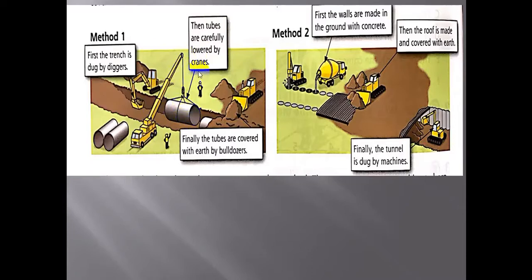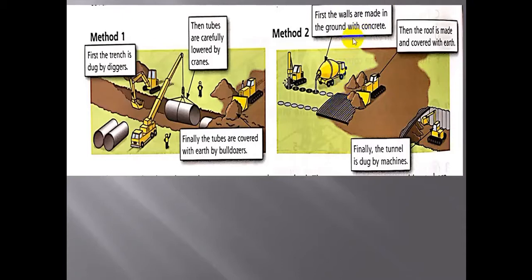As you see, cranes, رافعات. Finally, the tubes are covered with earth by bulldozers. وفي النهاية هذه الأنابيب تكون مغطاة بالأرض بواسطة جرافات. Okay? The tubes are covered with earth by bulldozers. Method number 2. Here we have another method. First, the walls are made in the ground with concrete. The walls are made in the ground with concrete.